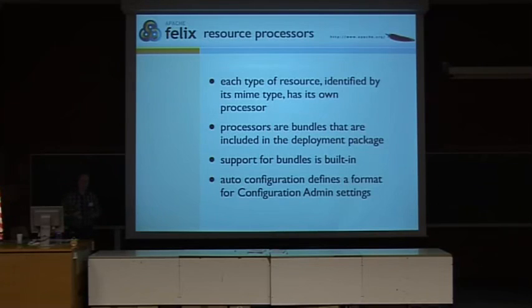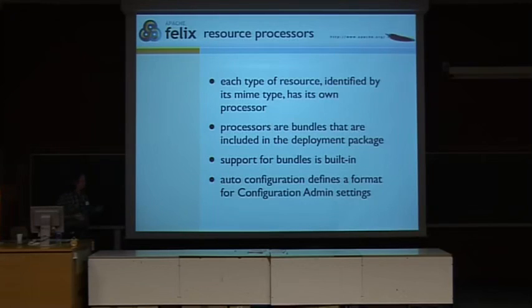Apart from bundles, you can basically add your own types of resources to these deployment packages, where every type of resource is identified by its MIME type, and every type of resource can have its own resource processor. A resource processor is mainly just another OSGi bundle that actually gets shipped alongside these resources, and it allows you to define some way of installing these resources on the target system.